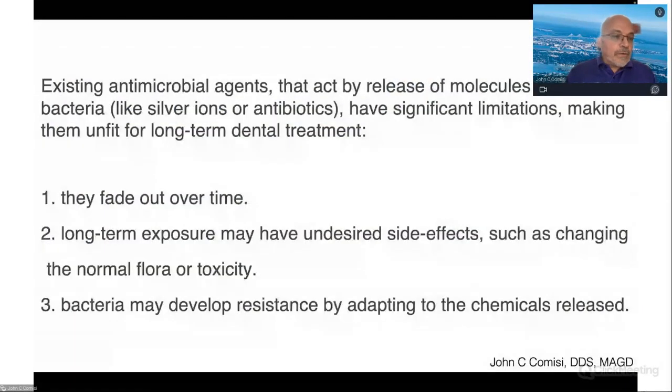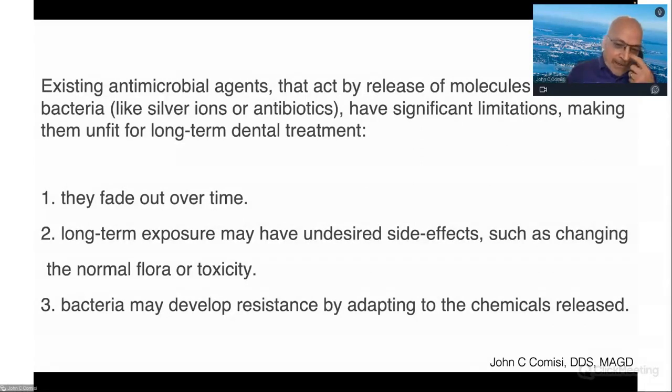So we know that they fade out over time with the current materials that you and I have been using for years. Long-term exposure may have undesired side effects, such as potentially changing the flora or becoming toxic to the environment. And the bacteria, as Cliff pointed out, via quorum sensing and other DNA and genetic transfer, may develop a resistance by adapting to the chemicals as they are released. Bacteria are pretty darn smart.